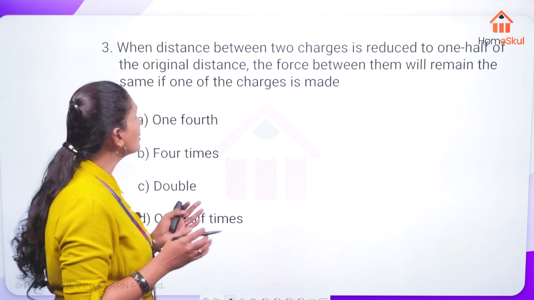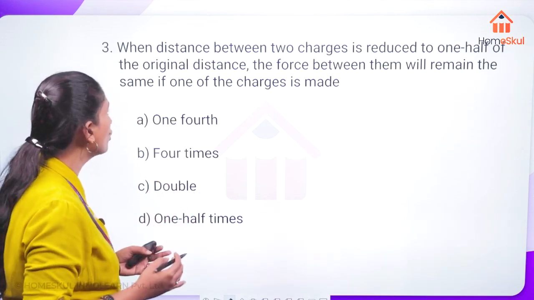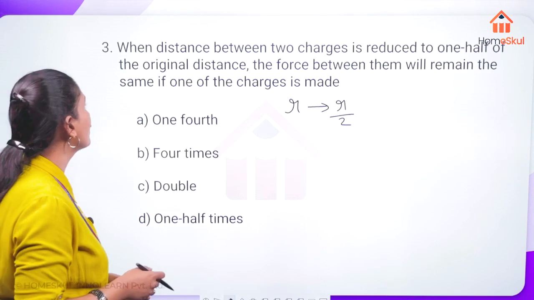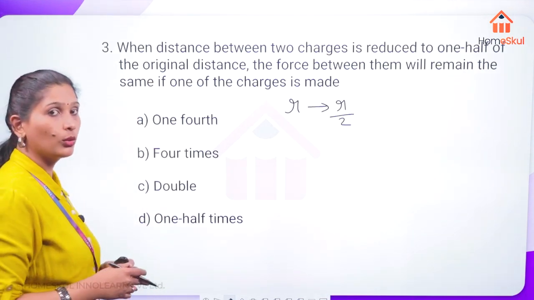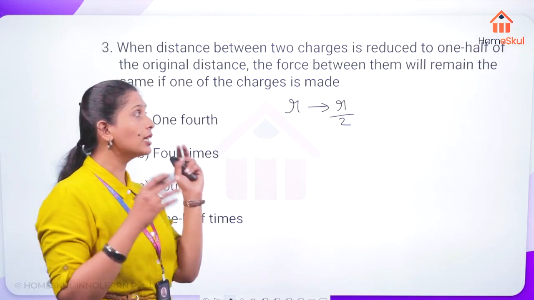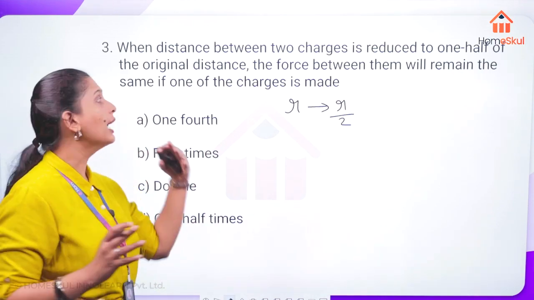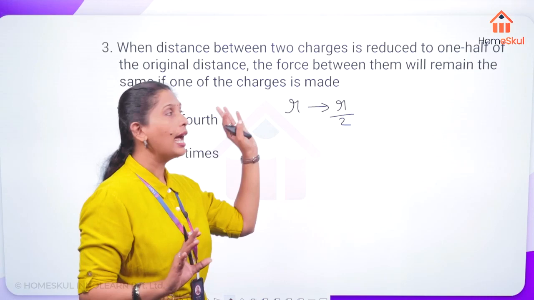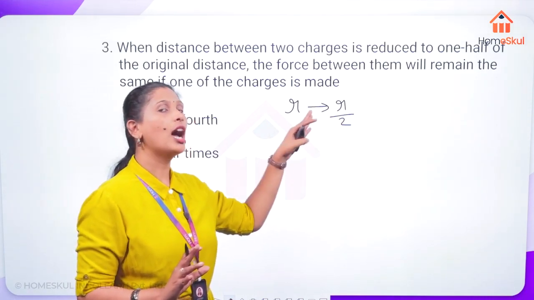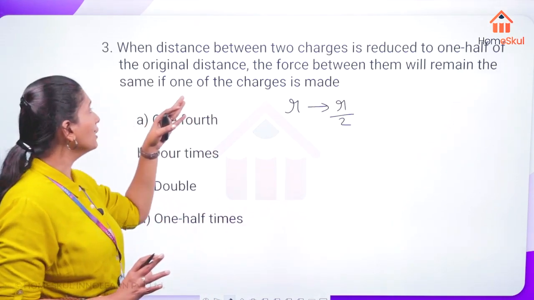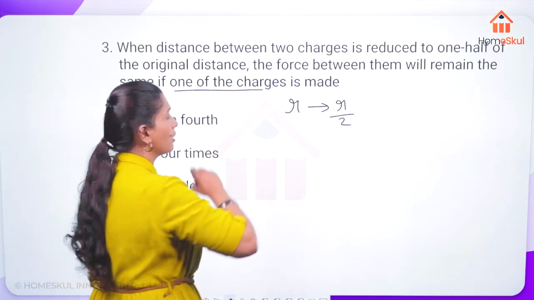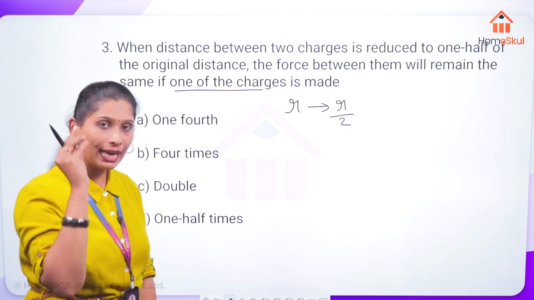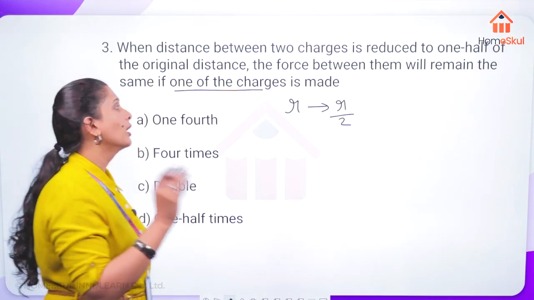Now, the distance between two charges is reduced to 1/2 of the original distance, that is, r is made r/2. The force between them will remain the same if one of the charges is made what? What they have given is that the force between the charges remains the same initially and after the change. So the force has to remain constant, but initially the distance was r, and now it has been made 1/2 of r. So what should be the change made to one of the charges? There will be two charges in action, and the change can be made to one charge alone. What should be the change made to that particular charge, either Q1 or Q2, so that the force remains the same?